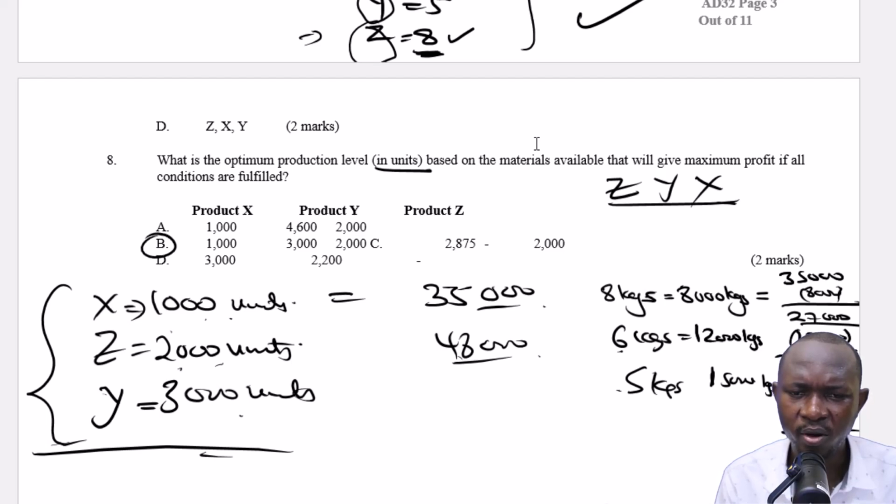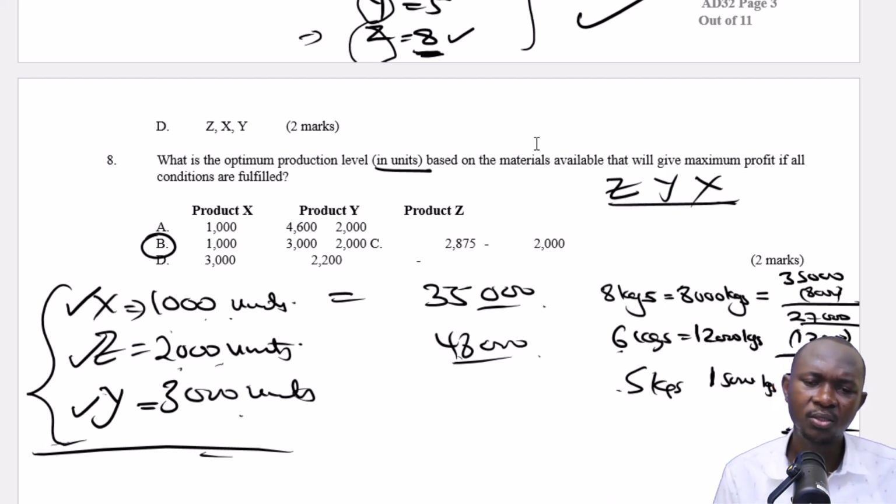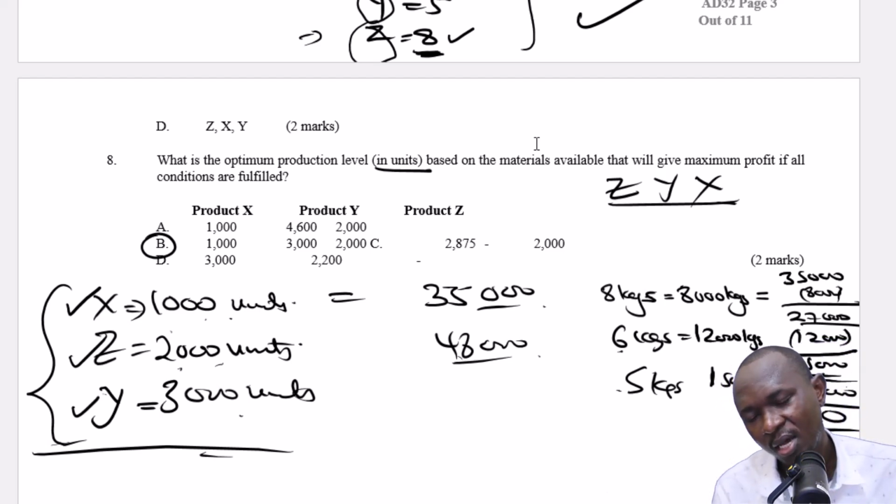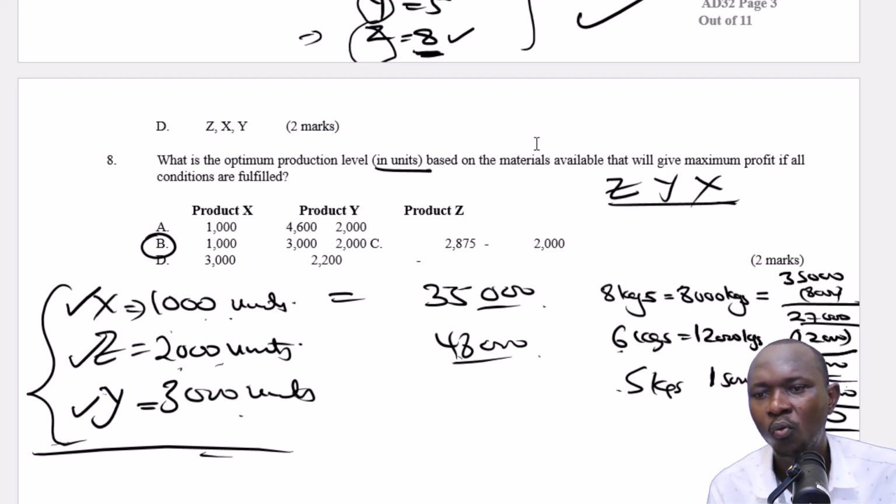B will be our correct answer, with 1,000 X, 3,000 Y, and 2,000 Z. So that will be our correct answer: 1,000, 2,000, and 3,000. And the explanation is based on what will give us the maximum contribution.